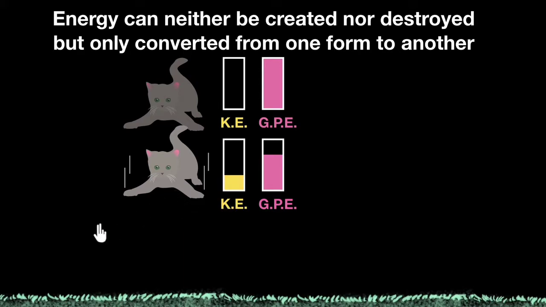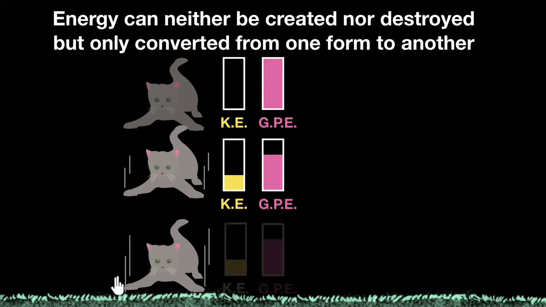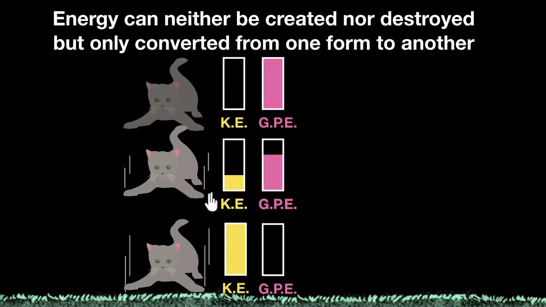And so this process continues. As the cat keeps falling down, its kinetic energy increases and potential energy starts decreasing. Eventually, when the cat is about to hit the ground, it will have the maximum speed. You know this, right? So that means it will have a lot of kinetic energy and it would have lost all its potential energy because right now the height is 0. That means all the potential energy got converted into kinetic energy. And so the important thing here is that as the cat fell down, its total energy didn't change at all. It was conserved. It only converted from one form to another.